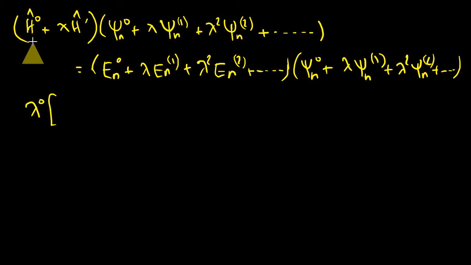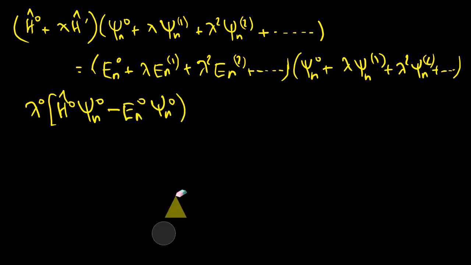Wherever lambda raised to 0 appears, or which are the terms without lambda? That is H cap 0 psi n0, this one, H cap 0 psi n0. There is no other term here, and the other term appearing is here only, En0 psi n0. That is on the right hand side, and when I bring that to the left hand side, I can put minus En0 psi n0. So these are the only terms without lambda. We say that these are the terms with lambda raised to 0.